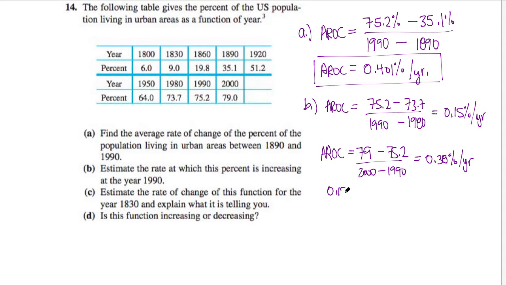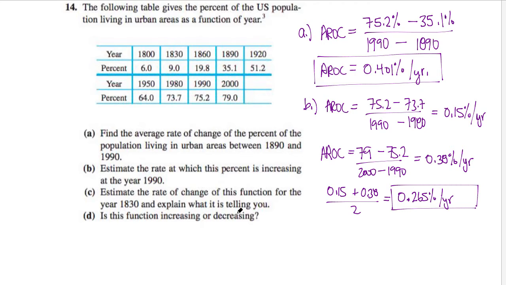So between those two is going to be the actual rate, and so I might just average these to get an estimate for the actual rate. So 0.15 plus 0.38 over 2, or just the numerical average of this, is going to be 0.265. So I will estimate that the rate for 1990 is 0.265% per year.